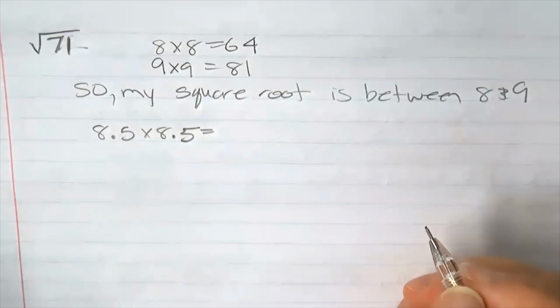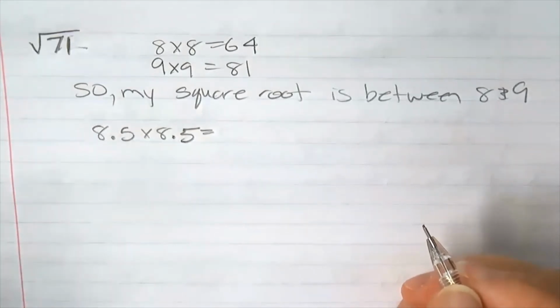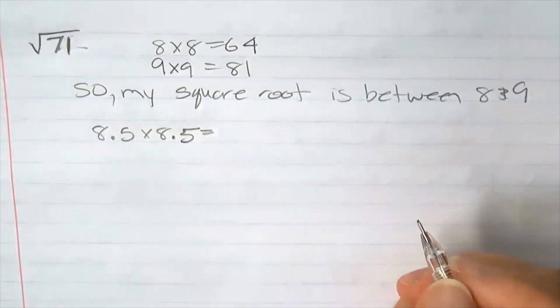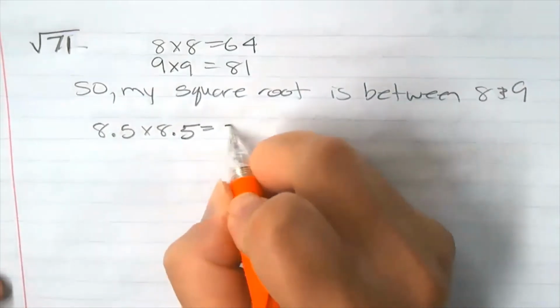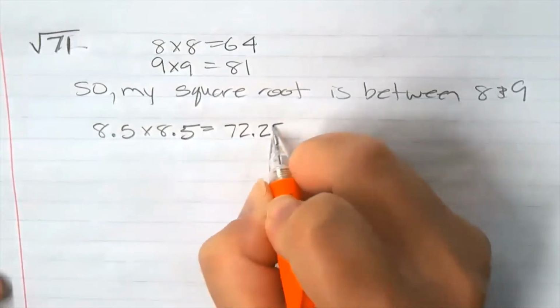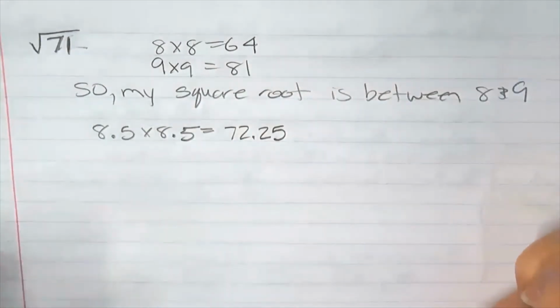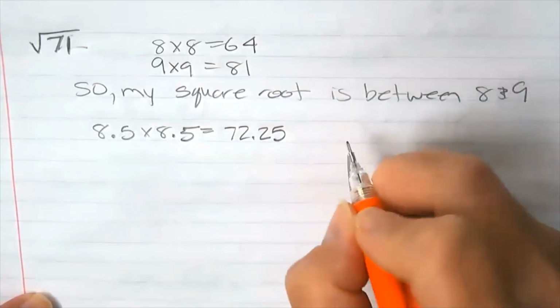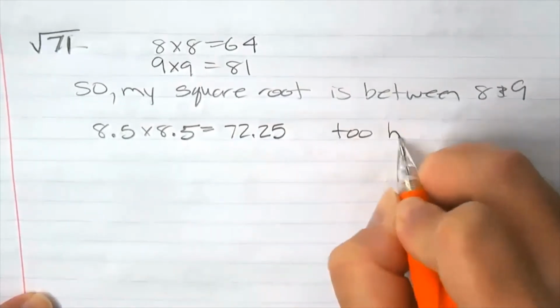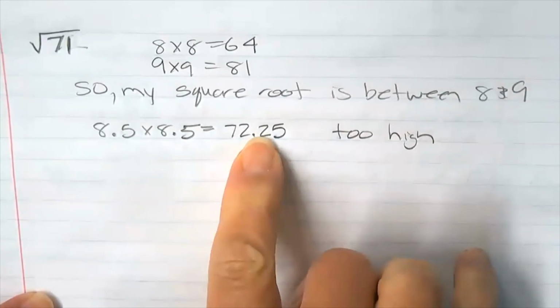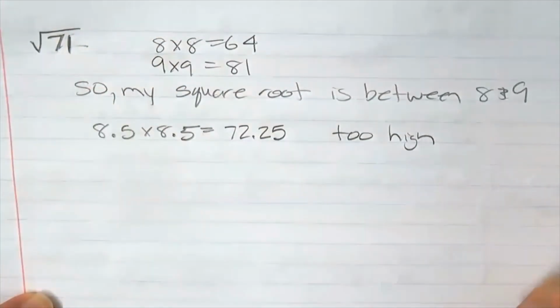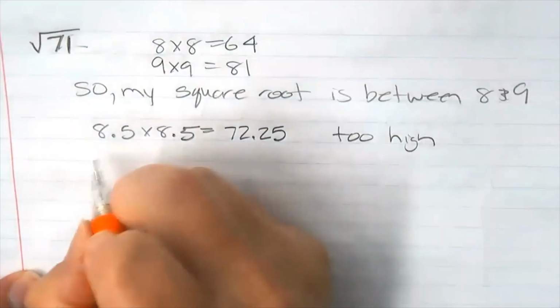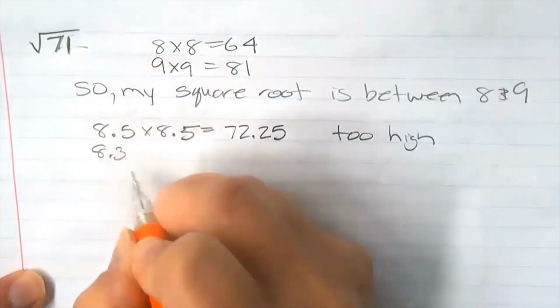So here I can use my very simple calculator that has the multiplication function only. 8.5 times 8.5 is 72.25. Okay, so the 8.5 is a little high. So this is too high. 72.25 is higher than 71. So let's go down to 8.3.